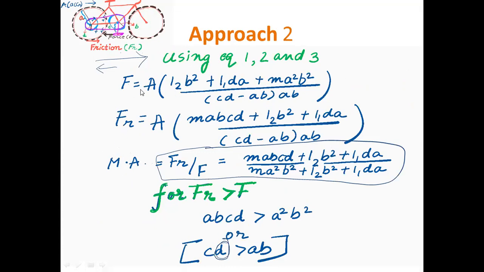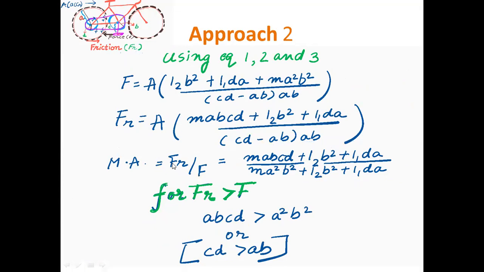Using the same equations, I have found the expression for F, I found the expression for Fr, and then I have figured out the ratio of Fr and F. And then again, you get a relationship which is like this. As you can see in this expression, almost every single term in the numerator and denominator is the same. I2b square, I1dA, everything is the same. The only things that are changing are ABCD and A square B square.